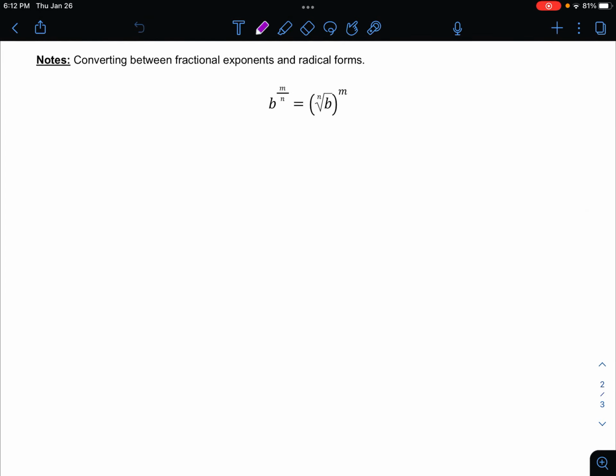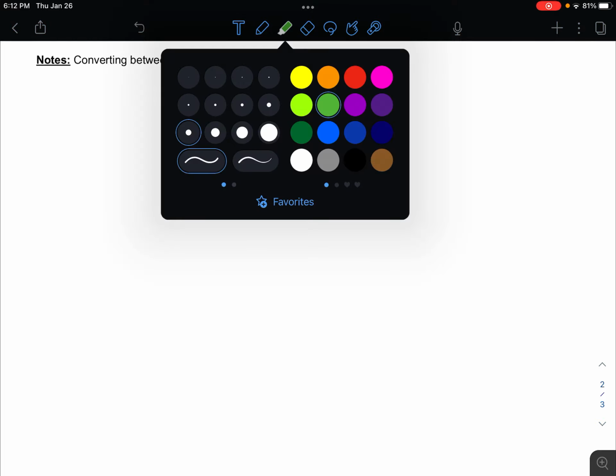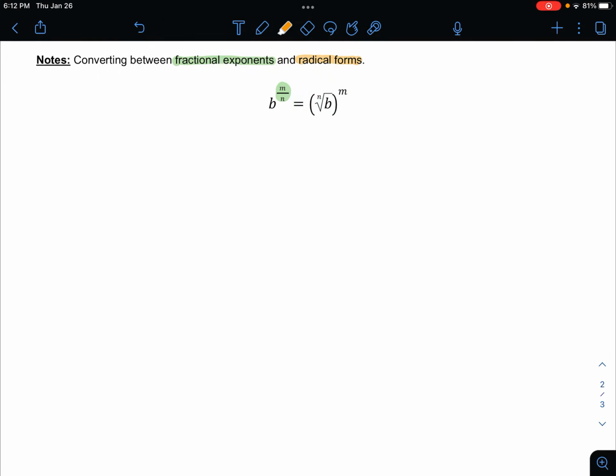All right, we're going to look at converting between fractional exponents, such as a fraction of m over n, and radical forms, such as the nth root of b to the power of m. And b just represents some base that we're raising to the power of m over n. We're taking the nth root of b and raising it to the power of m. And that's our general form.